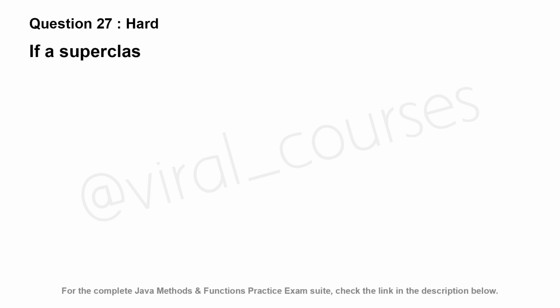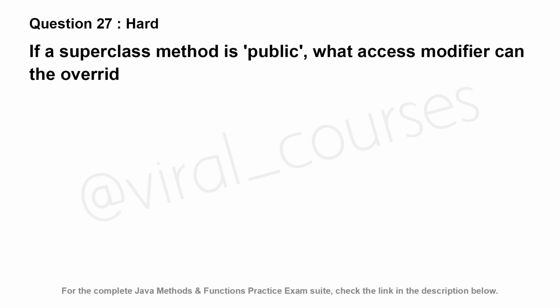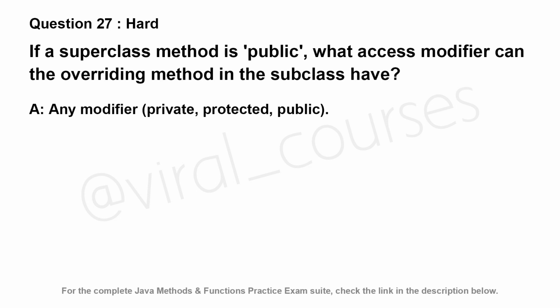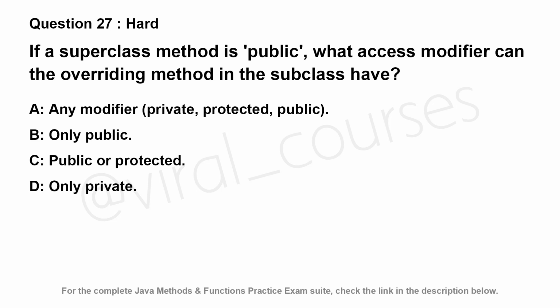If a superclass method is public, what access modifier can the overriding method in the subclass have? Option A, any modifier, private, protected, public. Option B, only public. Option C, public or protected. Option D, only private.